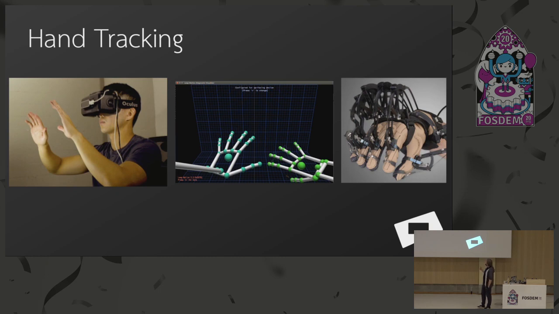On the right side, I have a more classical approach to hand tracking, which is mechanical. It has the disadvantage of not being very user-friendly, so you need some time to put this on. It's not like this, where you don't need to do anything, you just have your hands. But it has the advantage of haptic feedback, which is something not there with the other type of hand tracking.